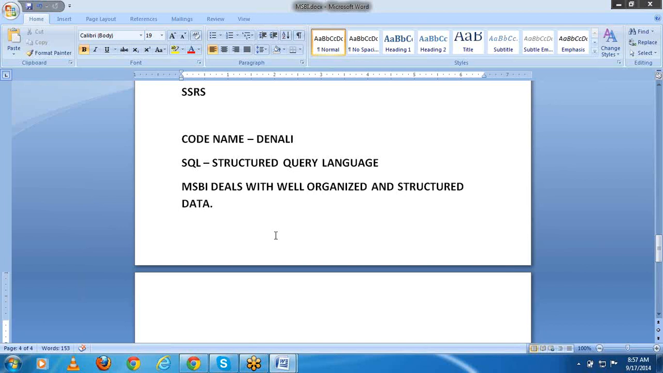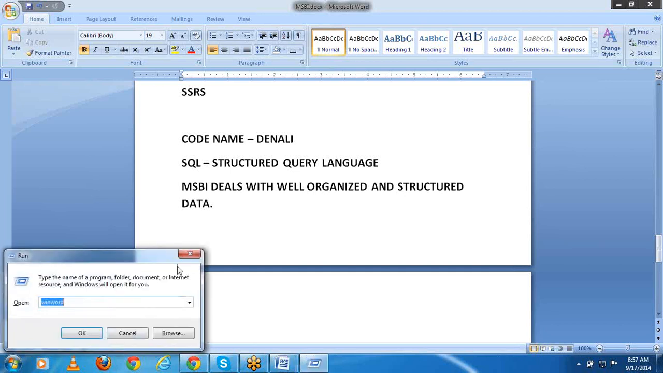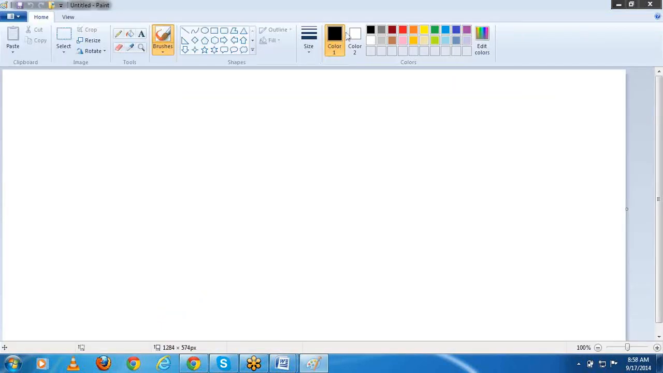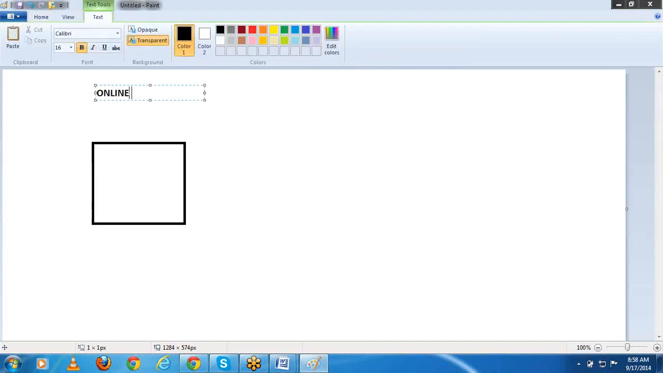Now when you come to SSIS, SSIS especially plays a major role in a data warehouse. Why? I'll tell you now. Take one example, the example of a bank. Assume that you have an online banking account.